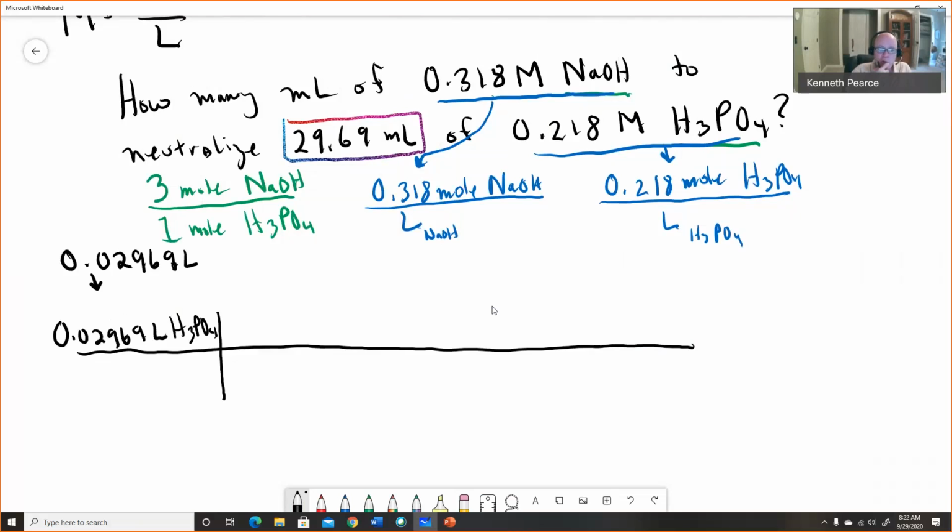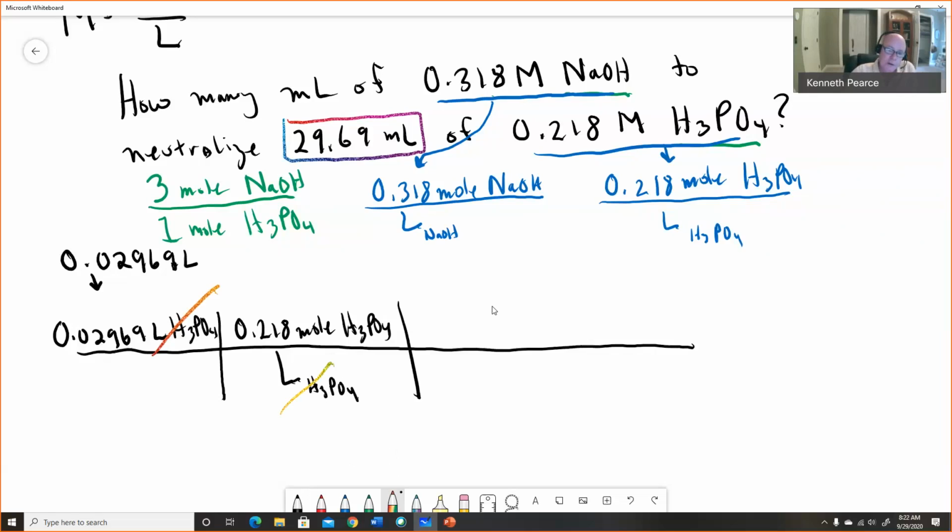That way I can use my molarity of the phosphoric acid. And I look over there and I see the molarity of the phosphoric acid, and it is 0.218 mole phosphoric acid for every liter of the phosphoric acid solution. And so that allows us, when we use molarity as a conversion factor, to cancel the units, and that leaves us with moles phosphoric acid.